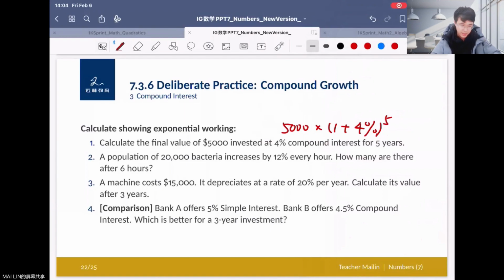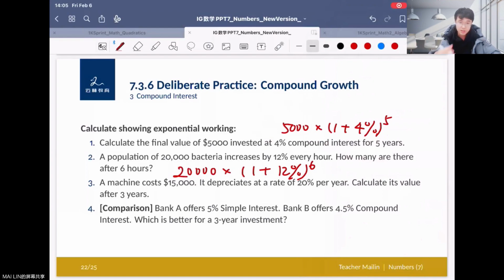The second problem is: a population of 20,000 bacteria increases by 12% every hour. How many are there after 6 hours? For this problem, you set 20,000 times 1 plus 12%, right? This is for the first hour. And for 6 hours, you put 6 as the power. So (1 plus 12%) to the sixth means there are six (1 plus 12%) brackets multiplied together. That makes a product.